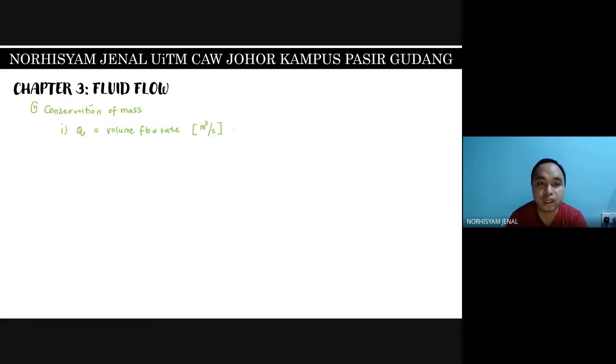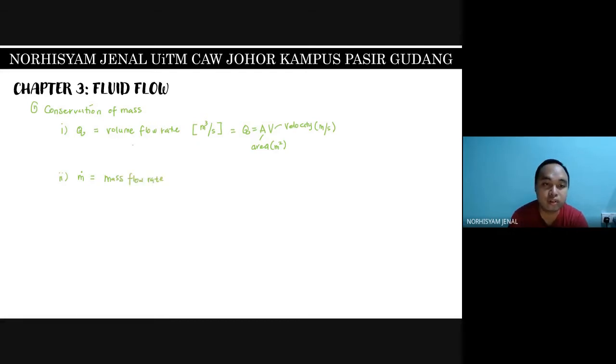And how do we get Q? It is equal to A times V. A is the surface area of a certain pipe, for example, and V is the velocity. Area should be in meter square, and velocity should be in meter per second. So when we multiply both units, we have meter cube per second. Number 2 is M, which is called the mass flow rate.